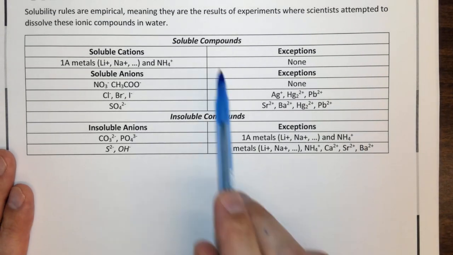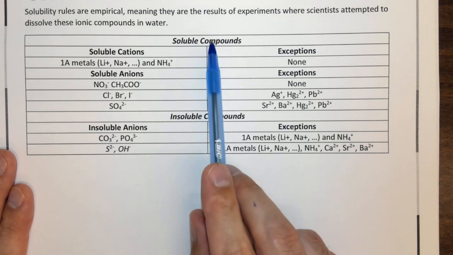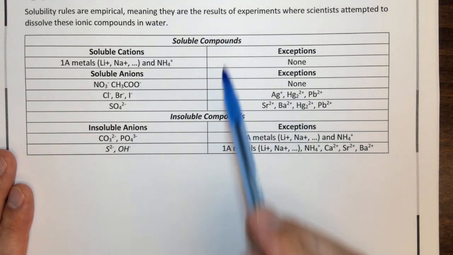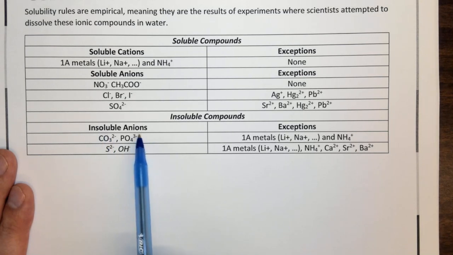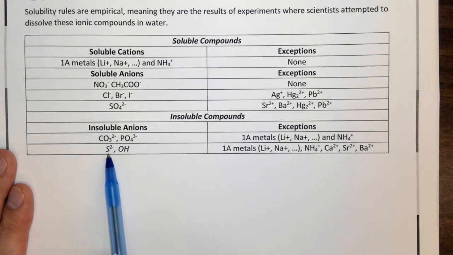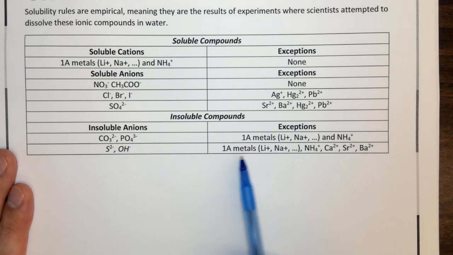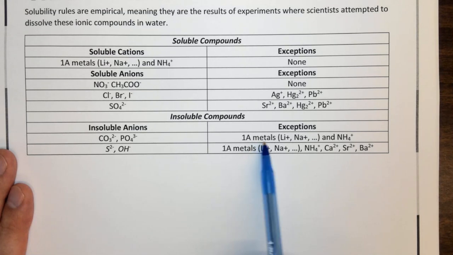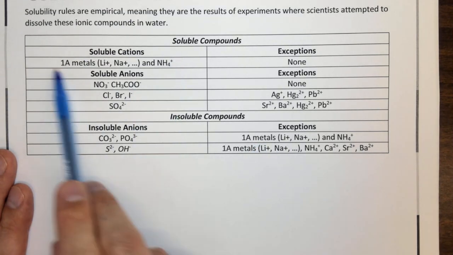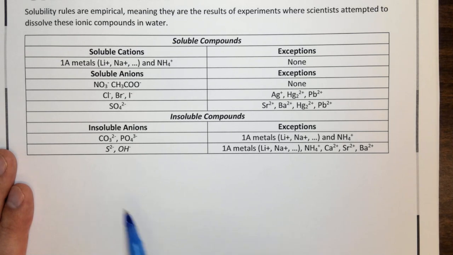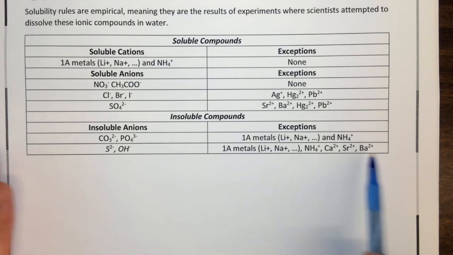Now let's look at insoluble compounds. So these are soluble compounds. Usually they're soluble. Again, there are a couple of exceptions, but usually they're soluble. For insoluble anions, you have carbonate, phosphate, sulfide, and hydroxide. And there are exceptions for carbonate and phosphate that aren't really exceptions, 1A metals and ammonium, because all 1A metal and ammonium salts are soluble. For sulfide and hydroxide, there are a couple of exceptions. You have the 1A metals and ammonium, but those aren't really exceptions because they're always soluble. But calcium, strontium, and barium are somewhat soluble for these different compounds.